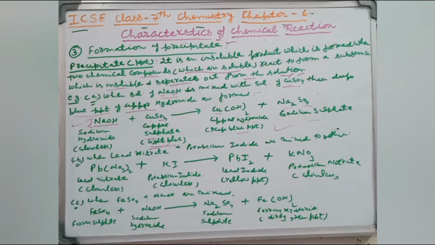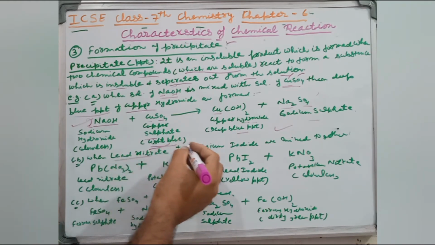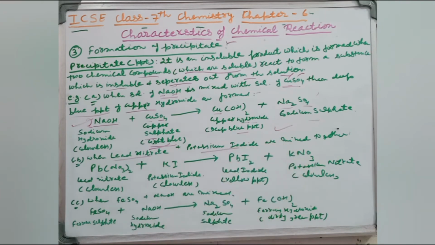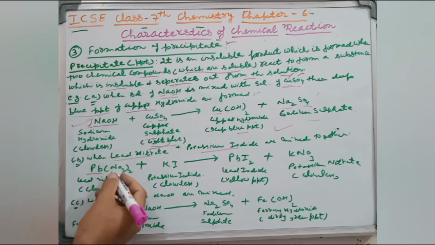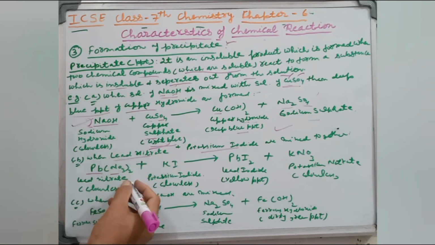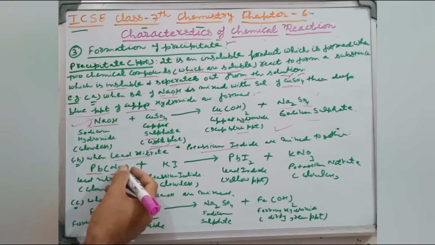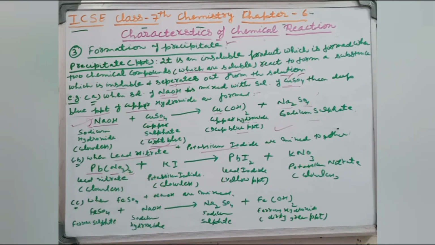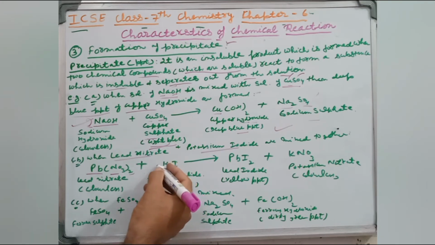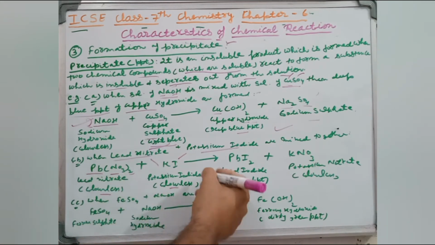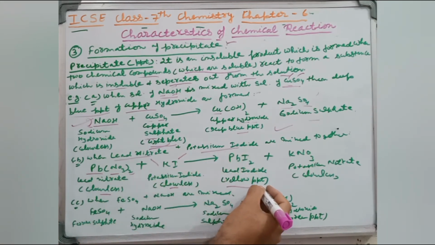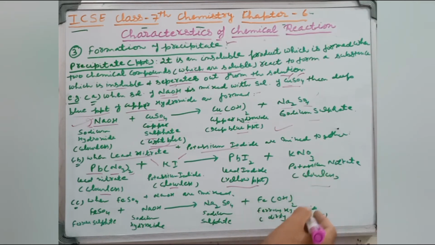Now the second example we will take is when lead nitrate and potassium iodide are mixed. Lead nitrate is Pb(NO3)2, with NO3 twice. Plus potassium iodide, K is potassium, I is iodide. This is colorless, this is also colorless. When they are mixed, a yellow precipitate will be released and potassium nitrate will be formed, which is colorless.